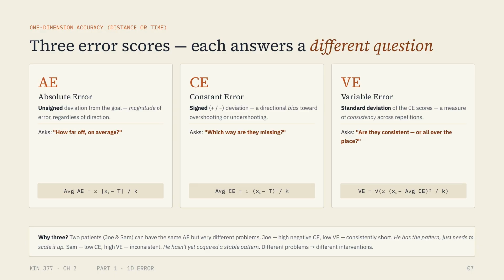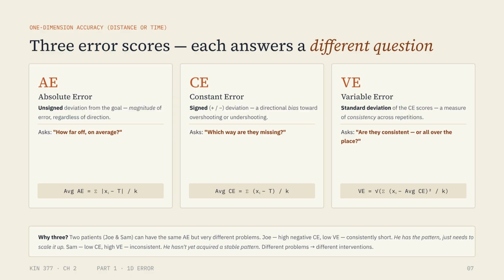CE, constant error, is the signed deviation. Now 65 versus 35 are different things. 65 is plus 15, 35 is minus 15. Average CE over a series of trials tells you whether the learner has a directional bias. Are they consistently overshooting or undershooting? VE, variable error, is the standard deviation of the CE scores. It tells you how consistent the performance is. A low VE means tight, repeatable performances. A high VE means scattered, unpredictable performances.